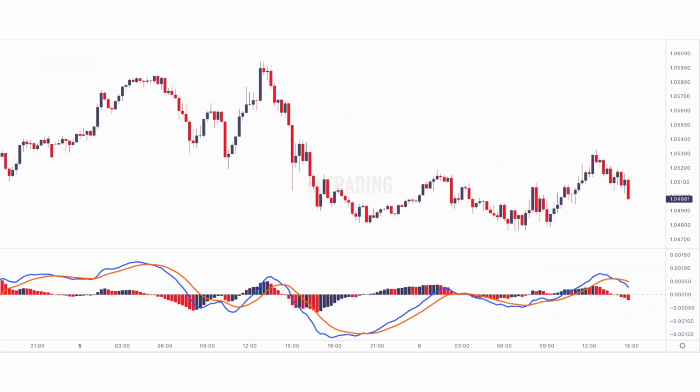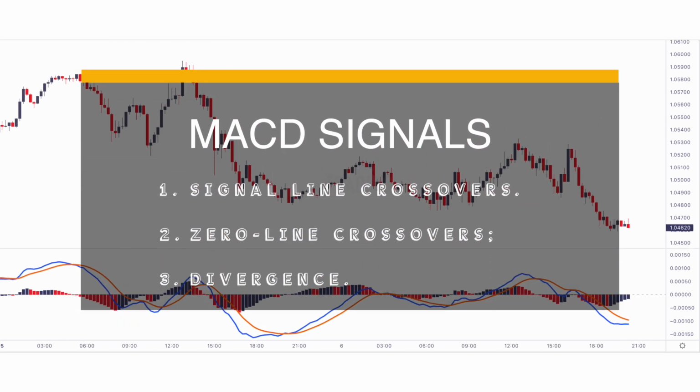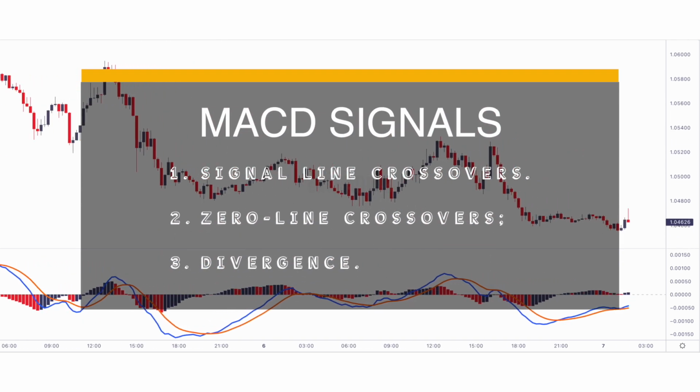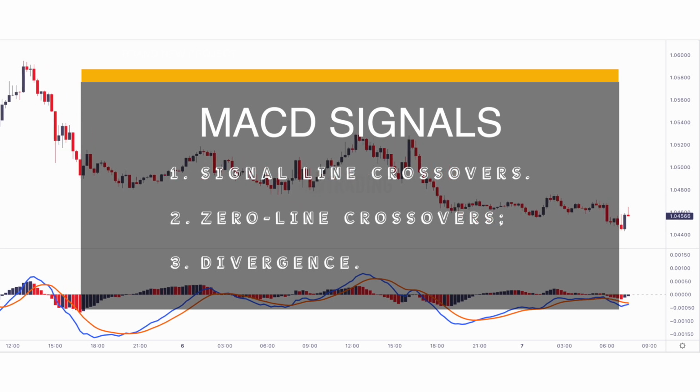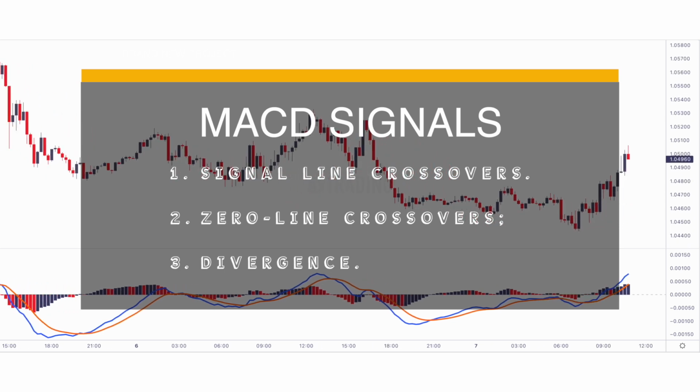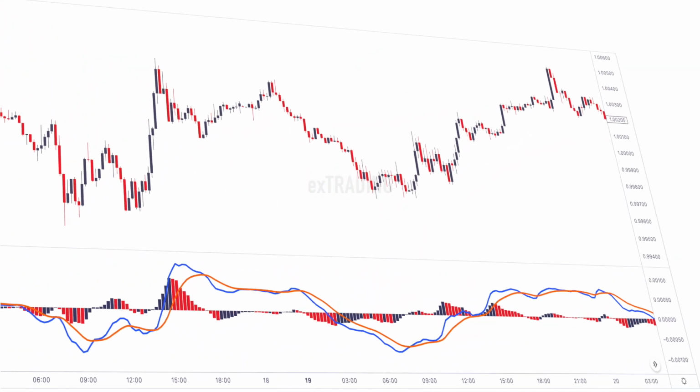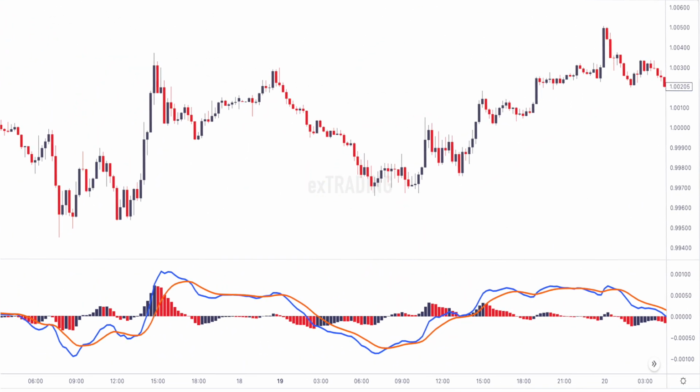In general, the MACD provides three major types of signals. 1. Signal line crossovers. 2. Zero line crossovers. And 3. Divergence. Let's take a closer look at how you can spot potential buy and sell MACD signals.